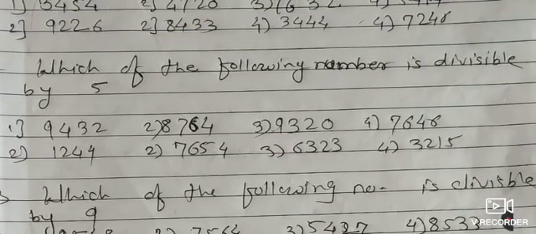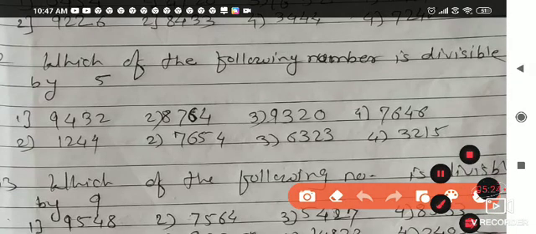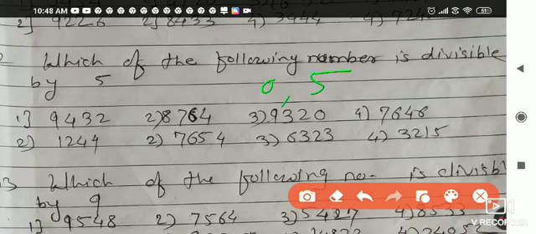Now we will see the next question. Which of the following numbers is divisible by 5? The divisibility test of 5 is that if the unit place of a number contains 0 or 5, then only the number is divisible by 5. If you check the unit place of these numbers, which number has 0 or 5 at the unit place? 9320. So these only are divisible by 5. Other numbers are not divisible by 5.